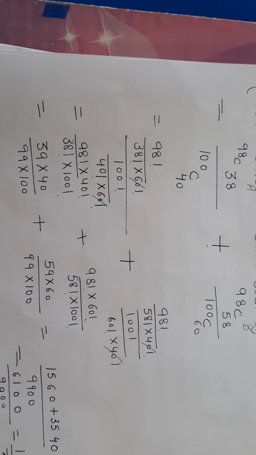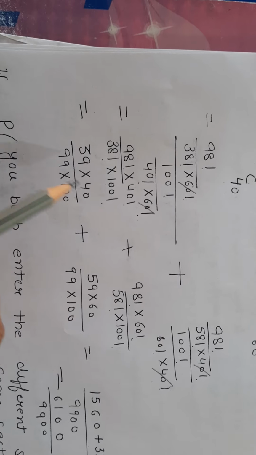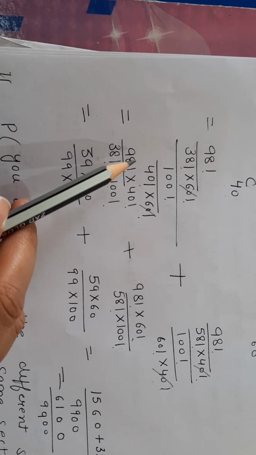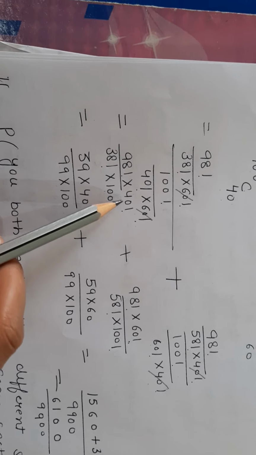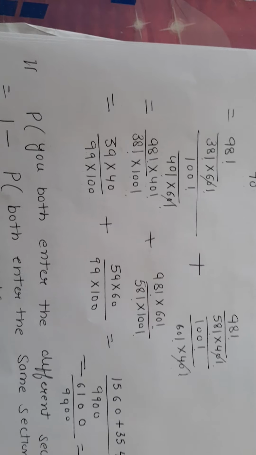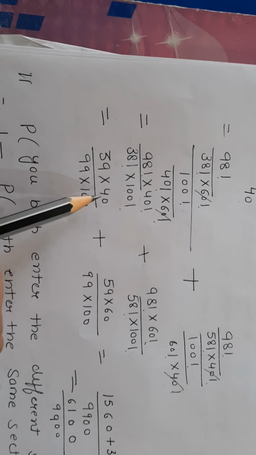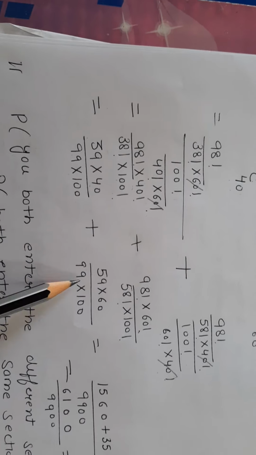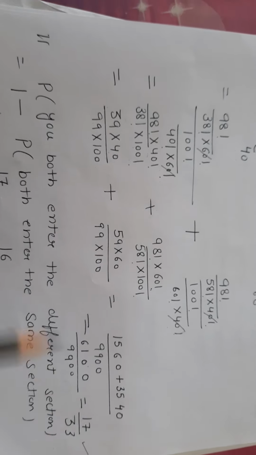So rewrite them. Now this 100 factorial is 98 factorial into 99 into 100. 98 factorial will be cancelled, so you will have these two terms. And to this part, 40 factorial is 38 factorial into 39 into 40. 38 factorial will be cancelled, so you will have these two terms. Same for this part. Take LCM, simplify, and this is 17 by 33 is your answer.